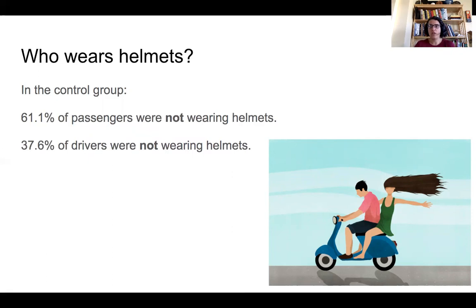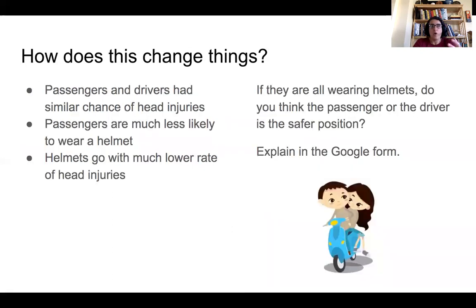So how should that affect our interpretation of the results? We knew that passengers and drivers had a similar rate of head injuries. I'm just repeating what I said. Passengers are much less likely to wear a helmet. Helmets are associated with a lower rate of head injuries.